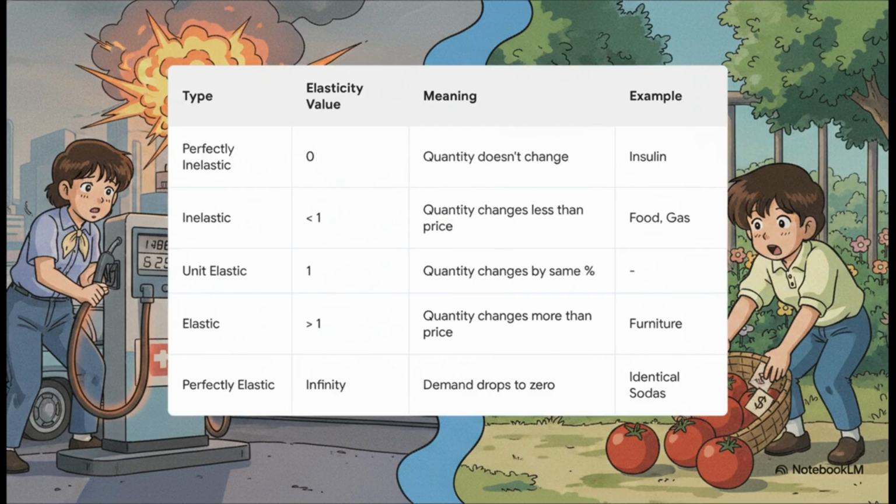And then you've got the crazy extremes. On one end, perfectly inelastic stuff like insulin, where price just doesn't change how much you buy. And on the other end, perfectly elastic things. The classic example is two identical soda machines right next to each other. If one jacks up the price by even a penny, guess what? All its customers just take one step to the side and buy from the other machine.